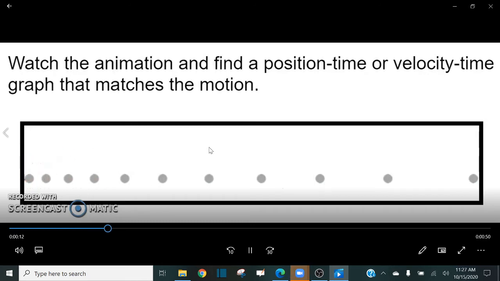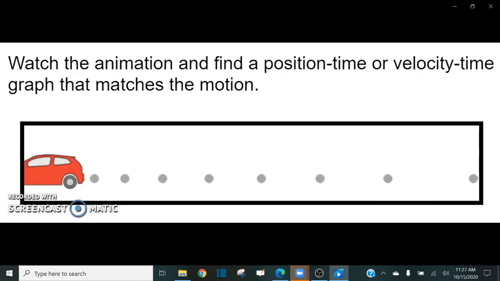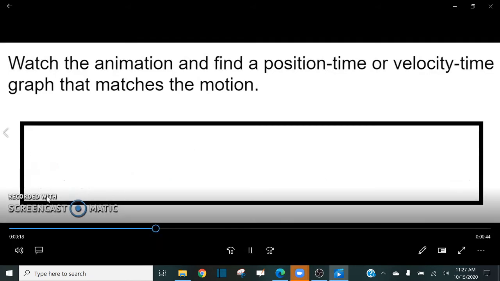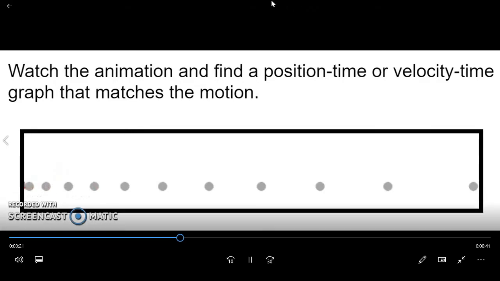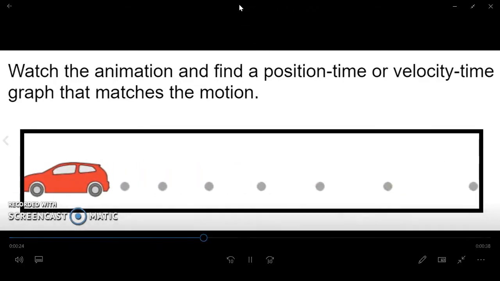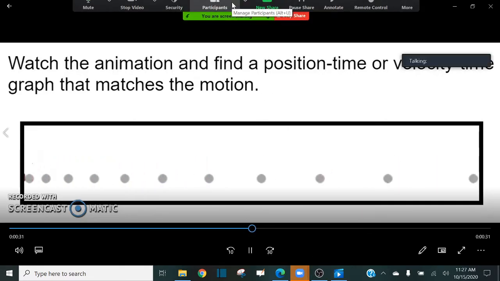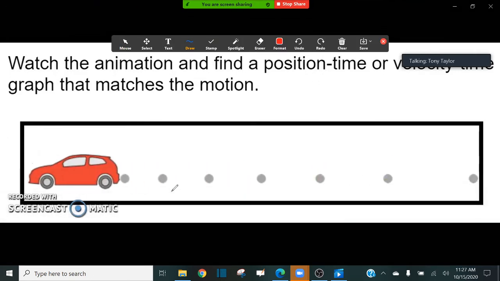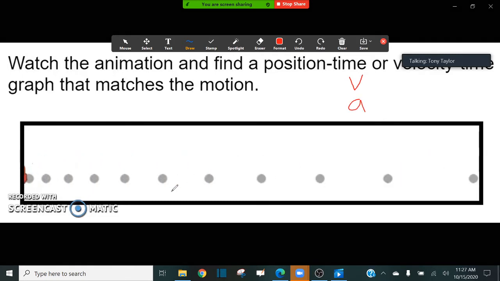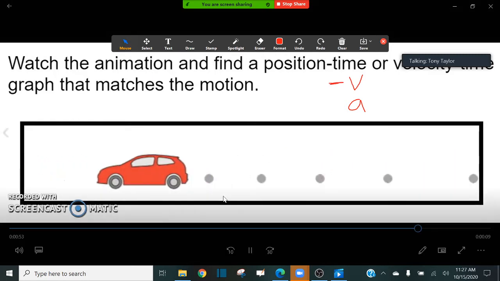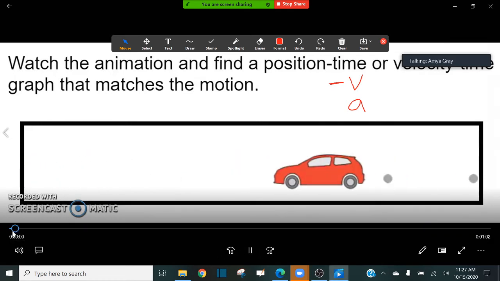Okay, look at this motion map here, this animation of a motion map that I have on the screen. Does anyone remember, for this motion map, what is the sign of the velocity and the sign of the acceleration for this car? Anyone want to tell me? The velocity is negative. What is the acceleration? Positive? Yep, the acceleration is positive.